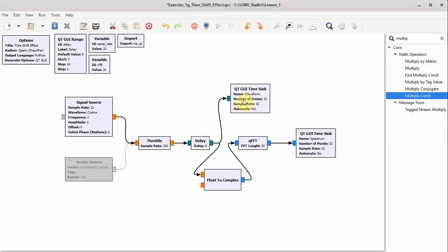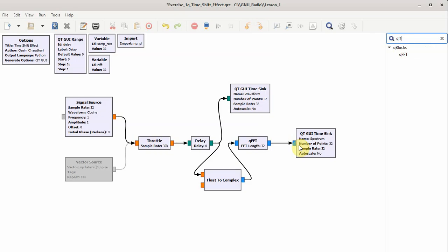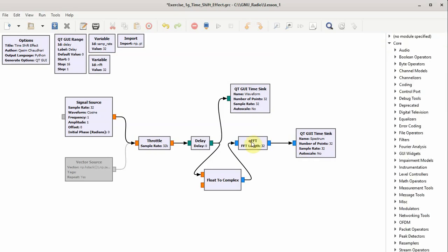Then I want to see the output in time domain. After that, I will change this to complex so that I can take an FFT, and I'm using my own QFFT block as I've shown you before. This we can see here. It was just a simple FFT preceded by a stream to vector and succeeded by a vector to stream, just to make the flow graphs a little tidier.